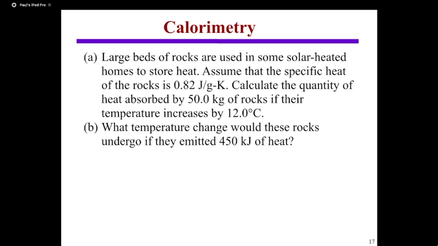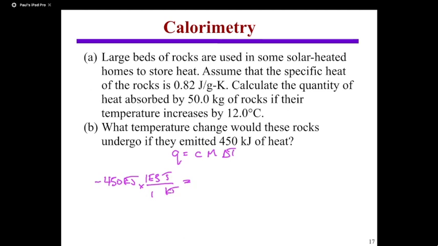Okay, so what temperature change would these rocks undergo if they emitted 450 kilojoules of heat? I come back to here. Q equals CmΔT. In part B, it told me an energy value, 450 kilojoules. But what happened to those kilojoules? They were lost. When I lose, what is the sign of the value? Negative. It lost 450 kilojoules. Now, in my equation, can I use kilojoules? No. So I have to change kilojoules to joules. 1 kilojoule is 1 e to the third joules.